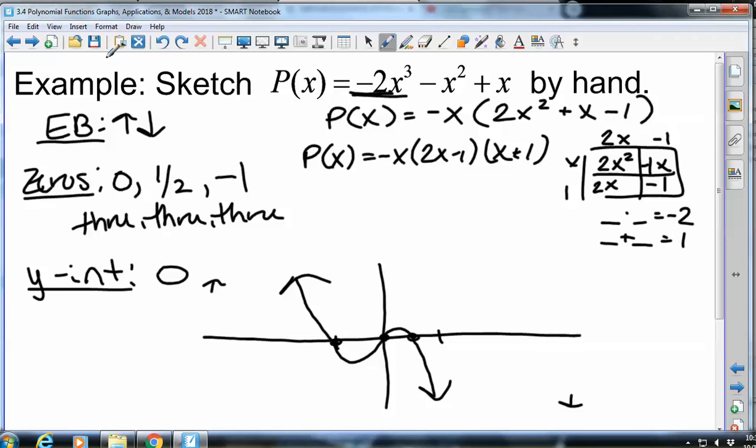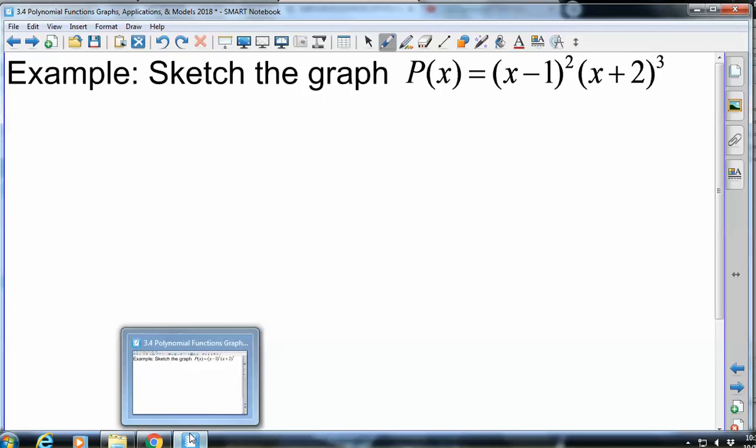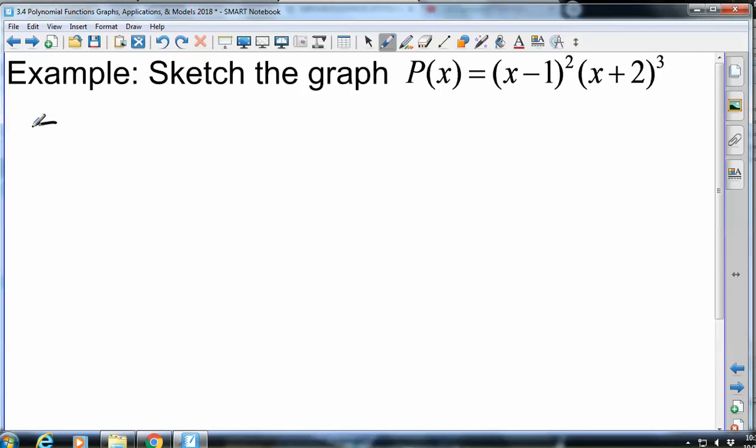And do just a couple more, and then we'll be done. Alright, on this one. In behavior, you have to think about if you multiply this out, you would end up with an x squared in the first parenthesis, an x cubed in the second one, so altogether you get x to the 5th. So what's your in behavior? Down.